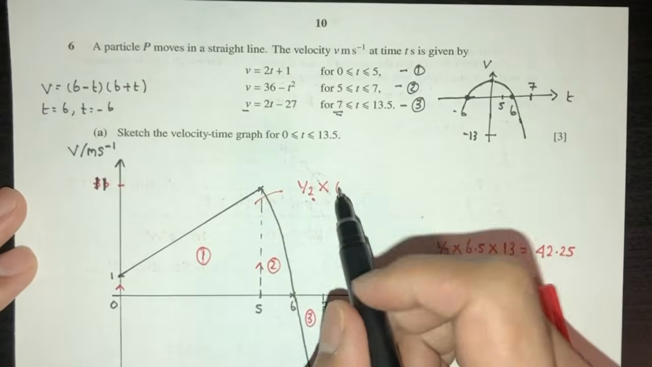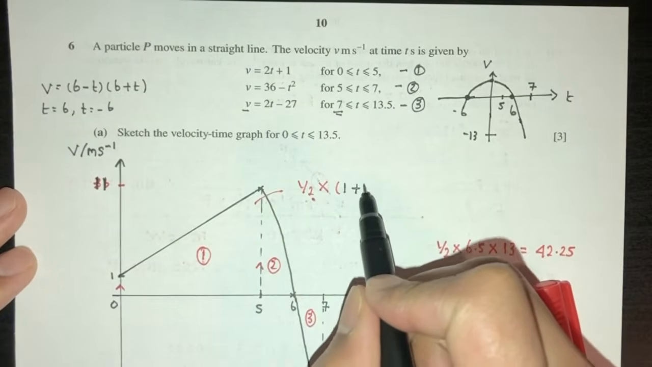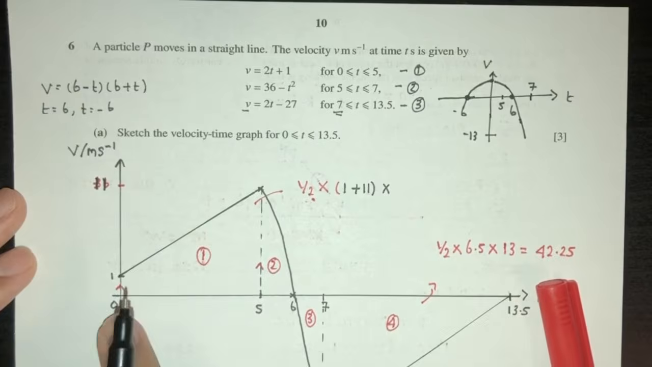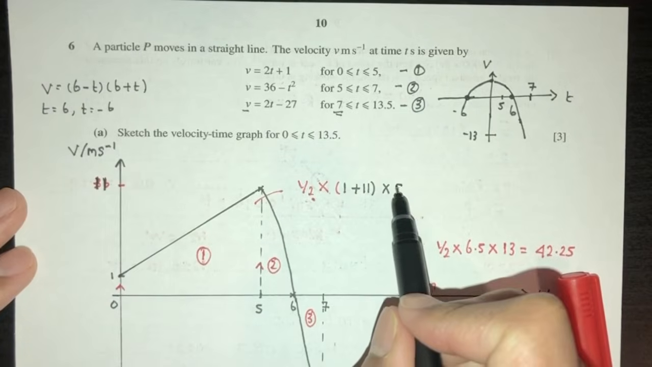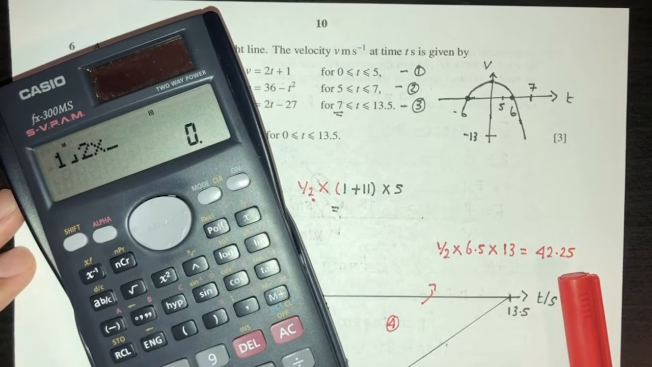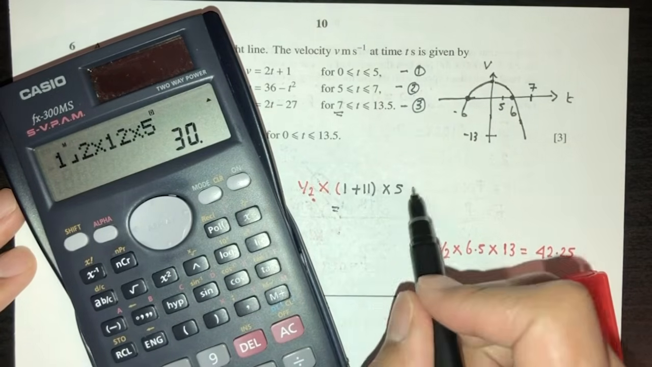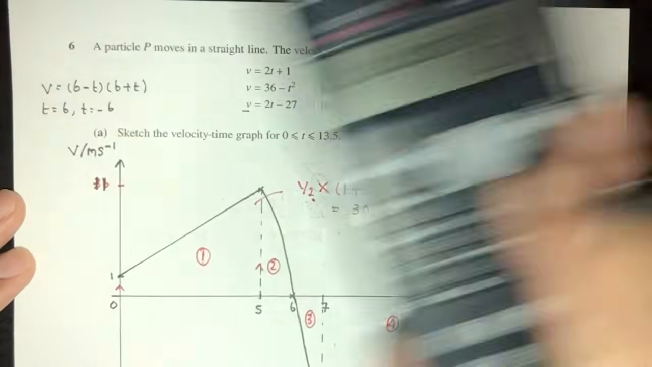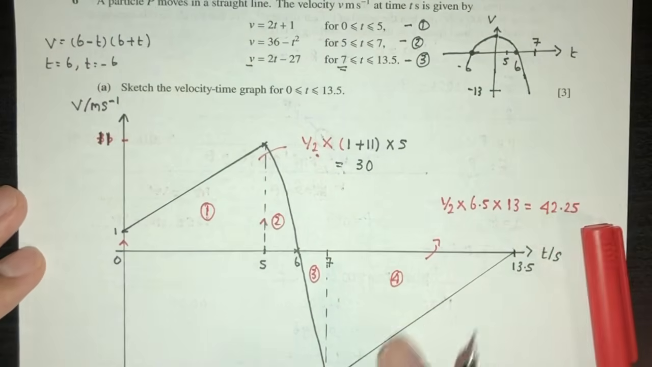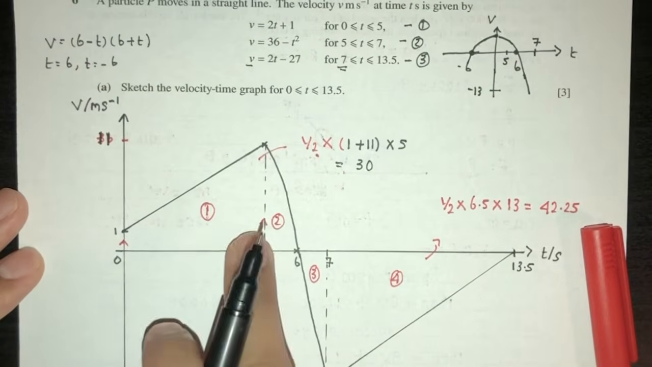The height here is 11 and this is 1. The sum of the sides will be 1 plus 11, and times the height in between, which is 5. So let's see what we get. Half times 12 times 5, that will be 30. So number 1 is 30, number 4 is this value. We have to find number 2 and number 3.